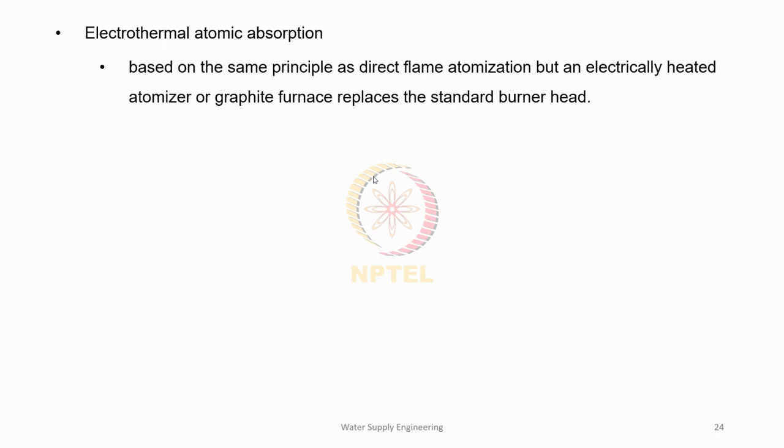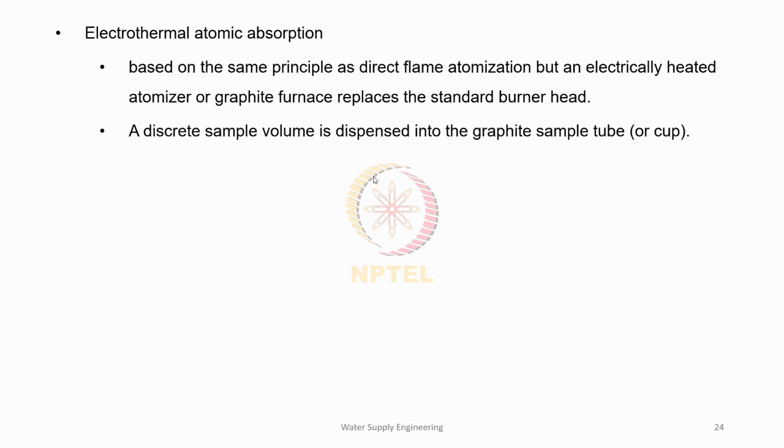So the next one is electrothermal atomic absorption. What is happening in all the methods is basically we are atomizing the liquid. From the first method to this one, we are basically atomizing the liquid. Here also we are atomizing the liquid, but instead of a direct flame, we are atomizing using an electrically heated atomizer or graphite furnace. Instead of a lamp or a flame, we are using electrically heated atomizers.